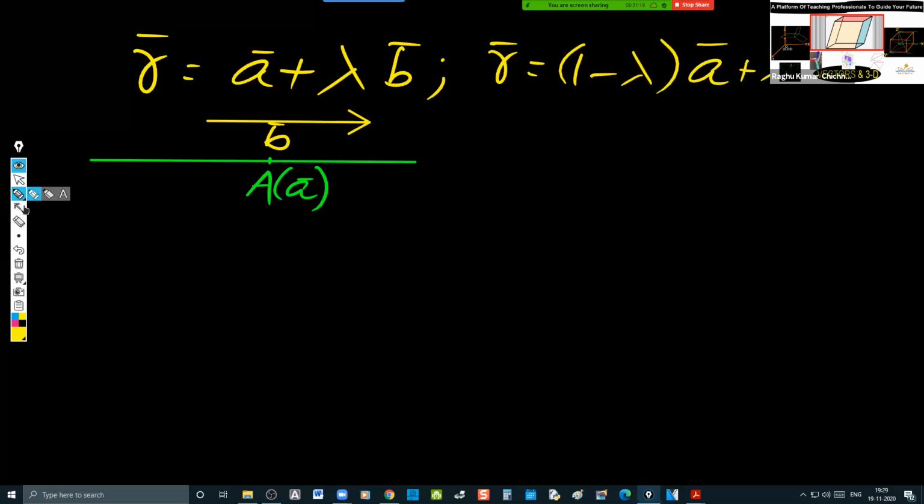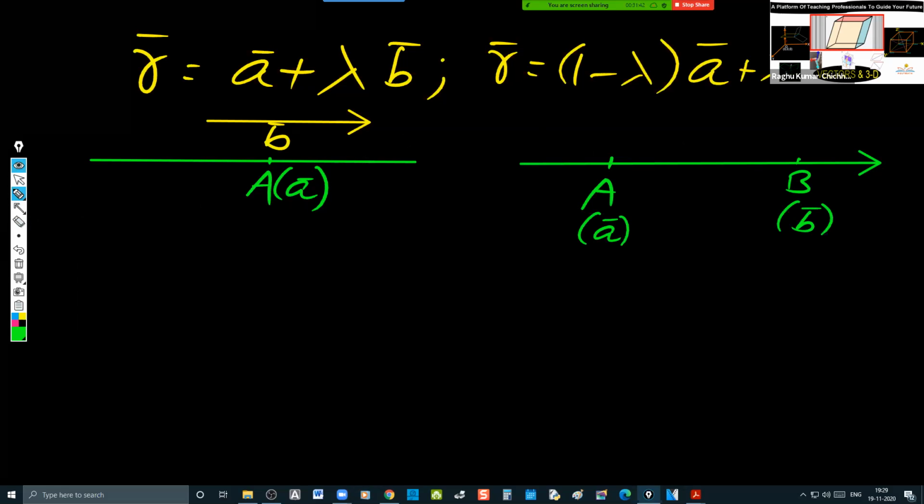Similarly, in this case there is a slight change. Whatever, the line equation needs 2 items in the data. This is a line. It passes through A of a bar and B of b bar. Okay. Now, this is the information you have.